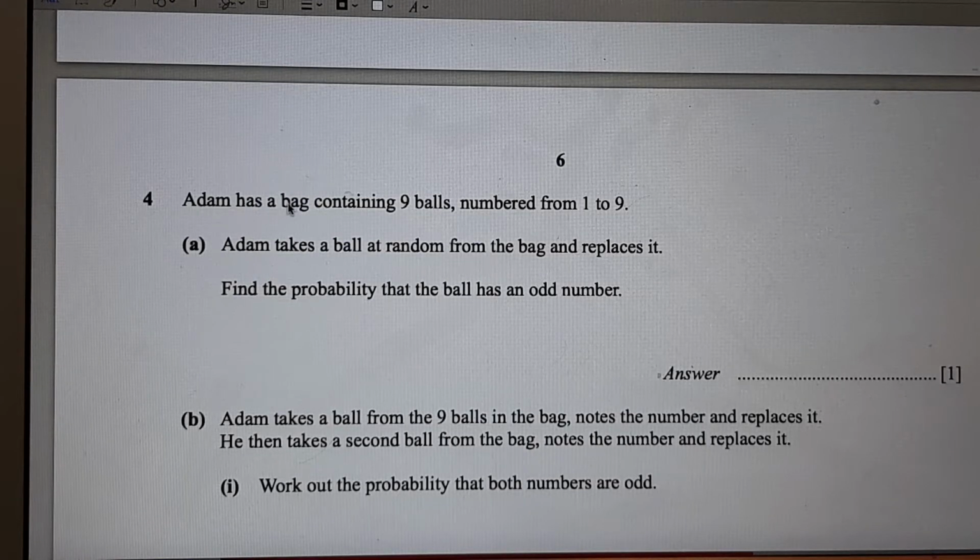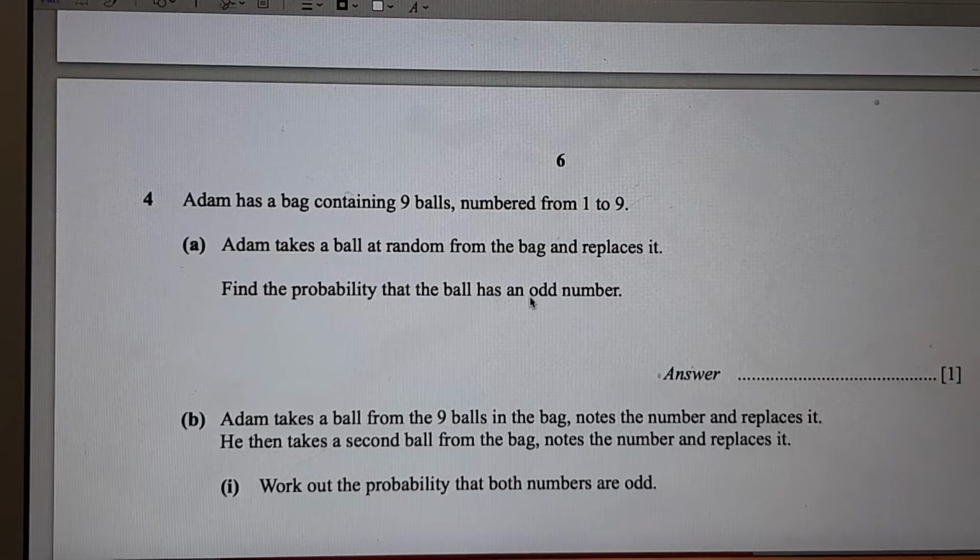Adam has a bag containing 9 balls numbered 1 to 9. Adam takes a ball at random from the bag and replaces it. Find the probability that the ball has an odd number. Now write down the sample space first of all.